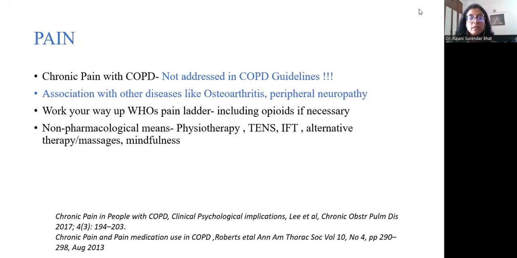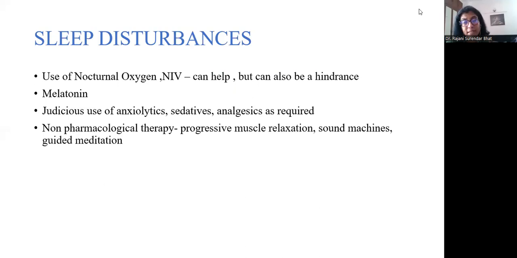And again, for pain, the non-pharmacological means is very important. Using ultrasound, TENS, IFT, massage, mindfulness, all of those things are useful ways of dealing with the pain. So we have many things we can use before we get to opioids. If the pain is severe, it should be addressed. We should not be afraid of opioids for patients with COPD. We should address their sleep disturbances.